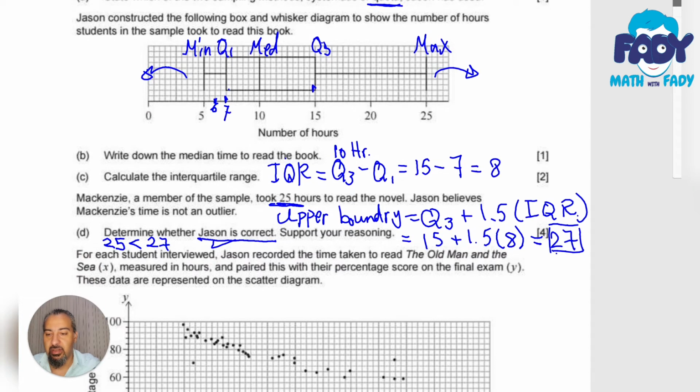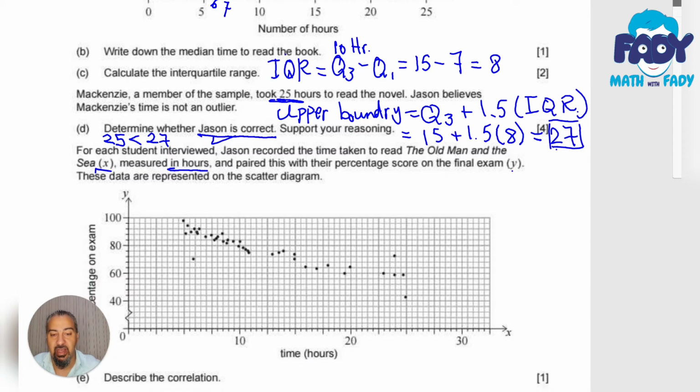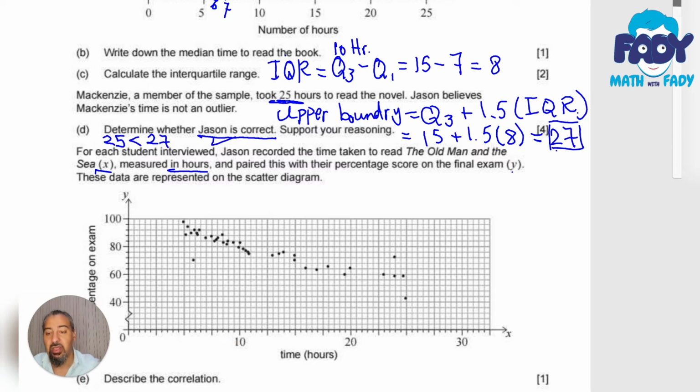This is E. For each student interviewed, Jason recorded the time taken to read The Old Man and the Sea, X, measured in hours, and paired this with their percentage score on the final exam, Y. So X in this diagram represents the time in hours, and Y represents the percentage in the exam. These data are represented on the scatter diagram. Here it is.